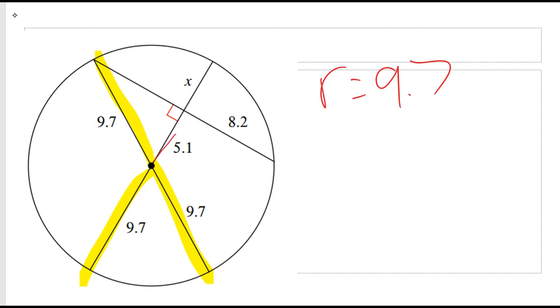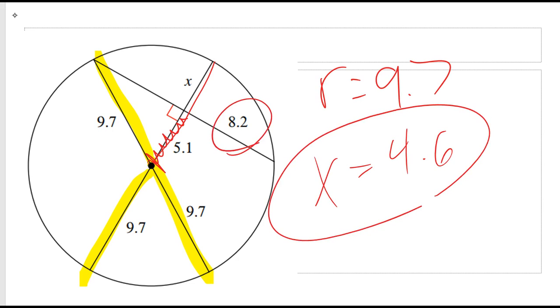Then if I notice this, if I go from here to here, that's also the radius. That's 9.7. But if I know from here to here, that's 5.1. So to figure that out, once again, we should take 9.7 minus 5.1, and I get 4.6. That's my answer. You can see, guys, they're giving me extra information I did not need to know. I don't need to know 8.2. Don't need to know it.